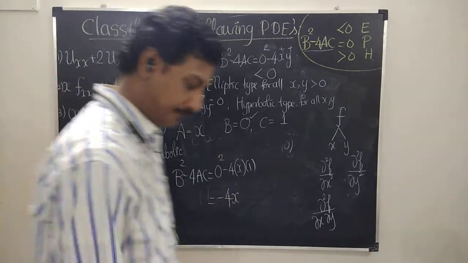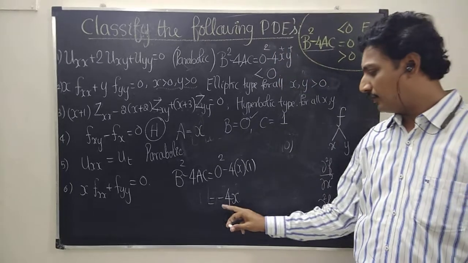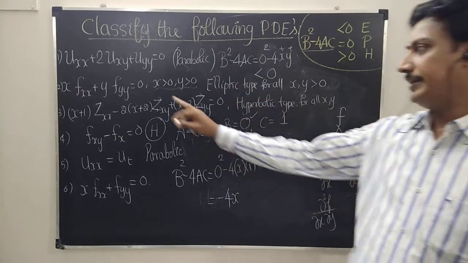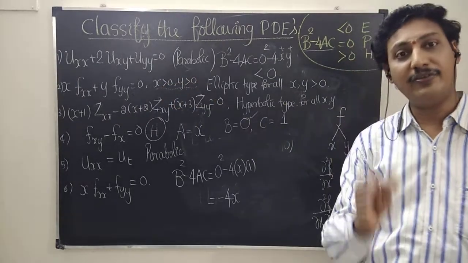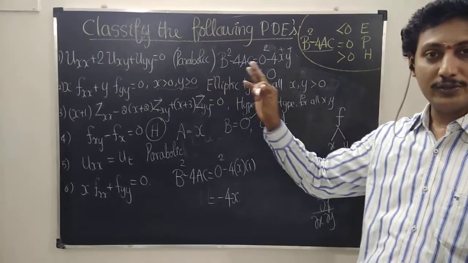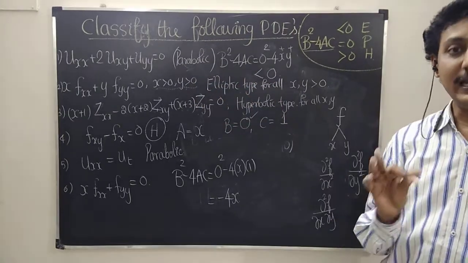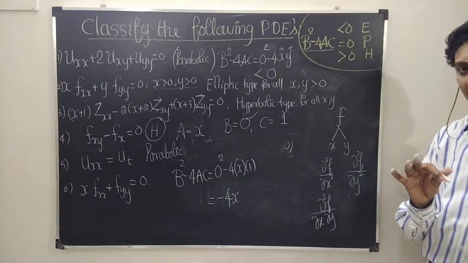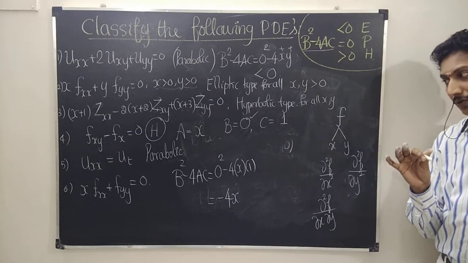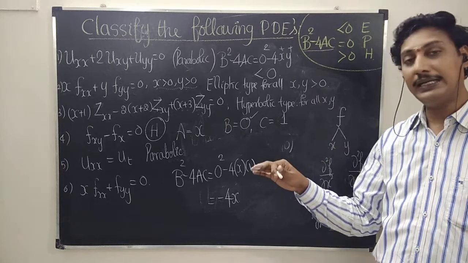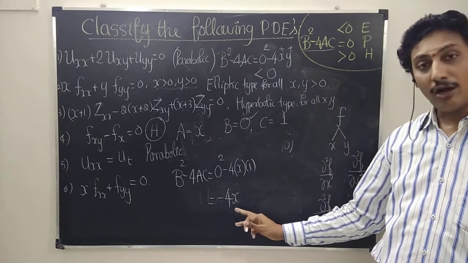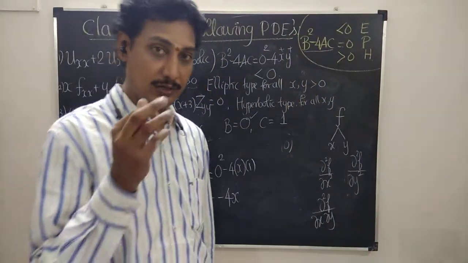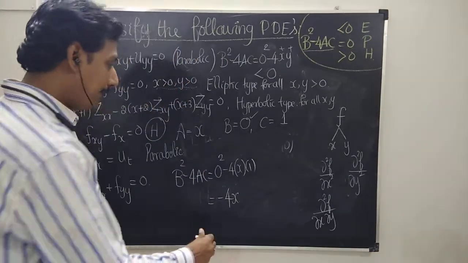Now the beauty is here, the answer is minus 4x. In the second problem, I got 4xy. But the xy range is defined very clearly, both x and y are positive. That's why I got the output as elliptic. But this time the range of x is not mentioned in the given PDE. So we are going to classify this PDE depending on the nature of the variable x. So now I am going to discuss if x is negative, if x is equal to 0, if x is positive.